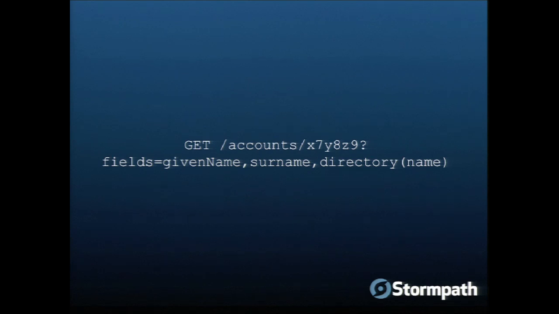So in this case, I would return an account object with only 3 properties: the given name, the surname, and the directory. And here with the parentheses, you see that the directory's name is expanded as well. So you can mix and match expansion and restriction to give you back a very customized view of what you want. Yes? Can we return a collection with certain fields?